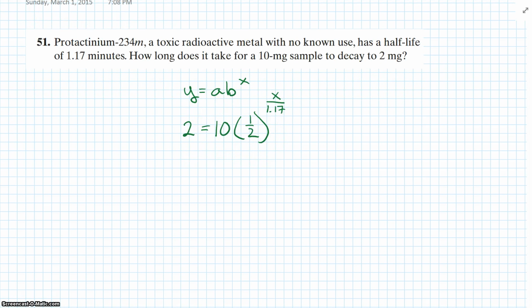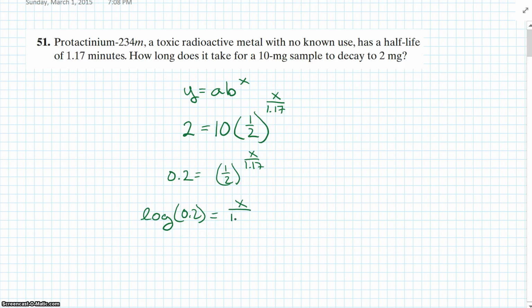Divide each side by 10. So we're going to get 0.2 equals 1/2 to the x over 1.17 power. Let's log both sides. So I'm going to get log of 0.2 equals x over 1.17 times the log of 1/2, which is 0.5.